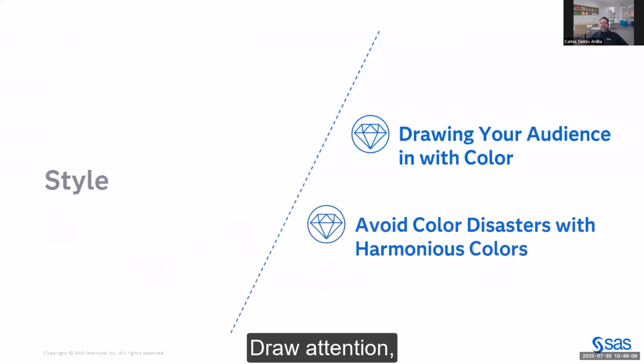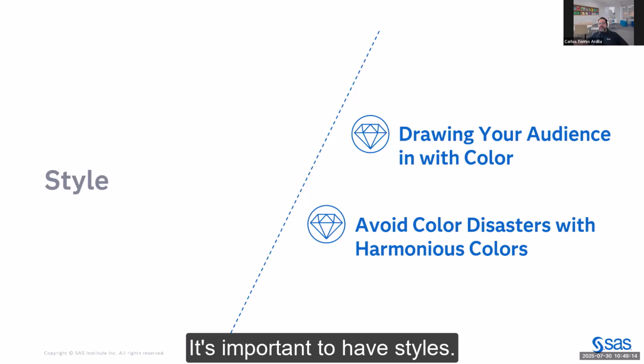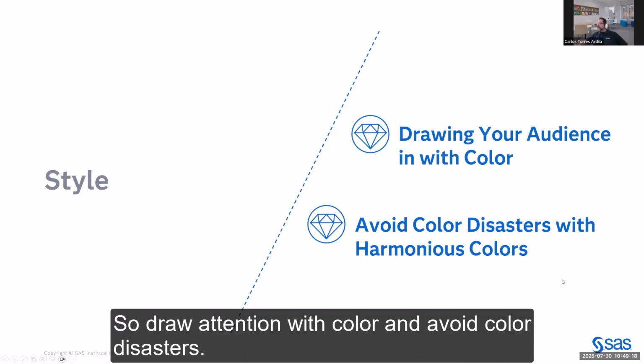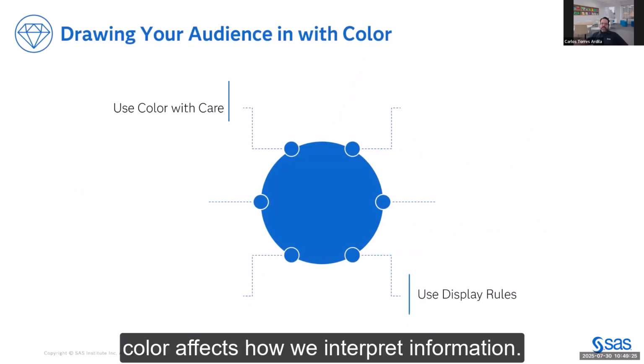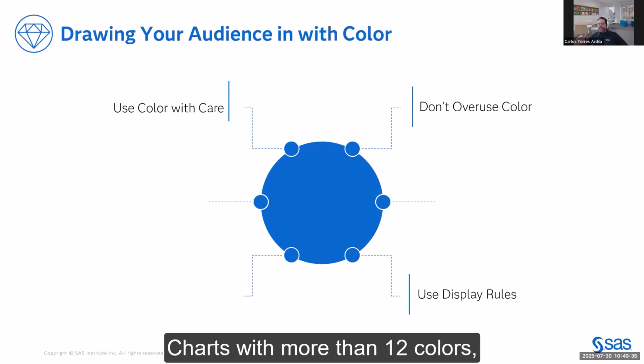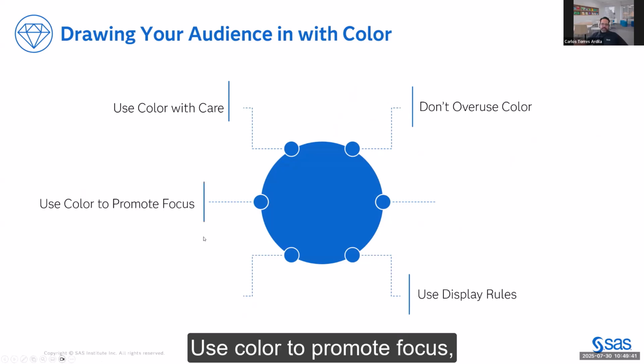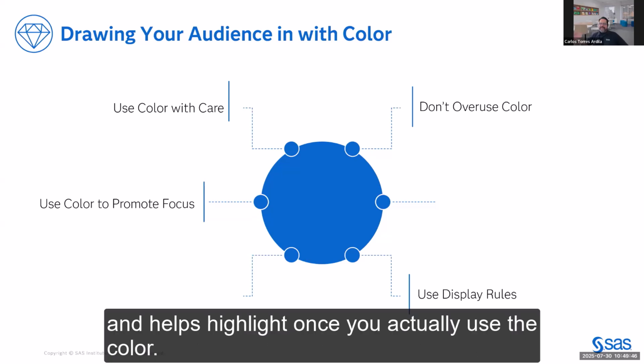Style. Draw attention. It's important having the right data. It's important to have style, so draw attention with color and avoid color disasters. Use color with care. Color affects how we interpret information. Don't overuse color. Adding color for the sake of color results in visual clutter. Charts with more than 12 colors are a poor way of distinguishing the categories. Use color to promote focus.